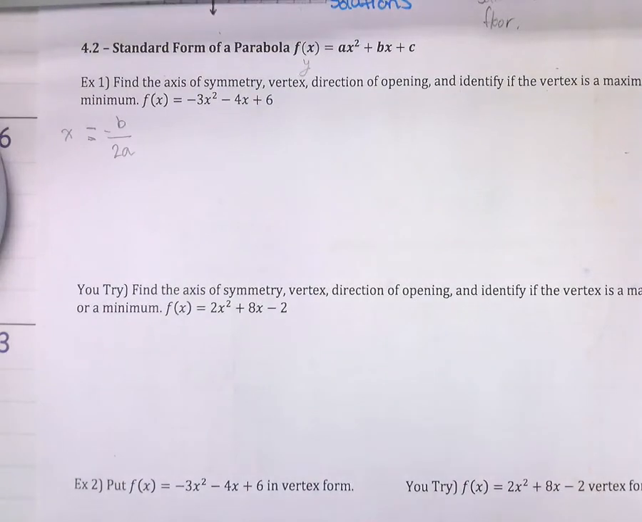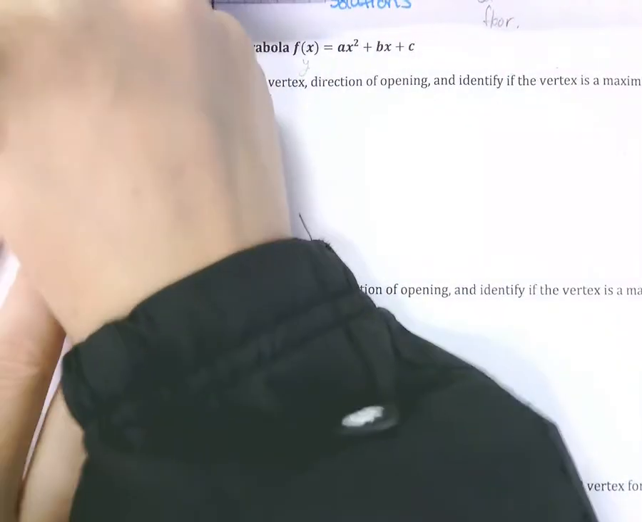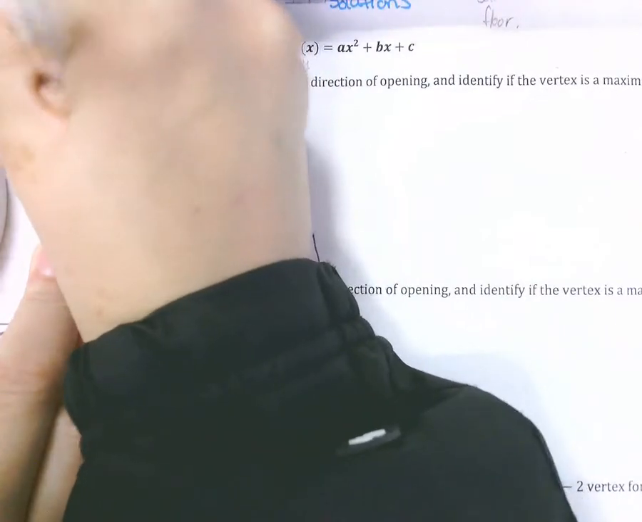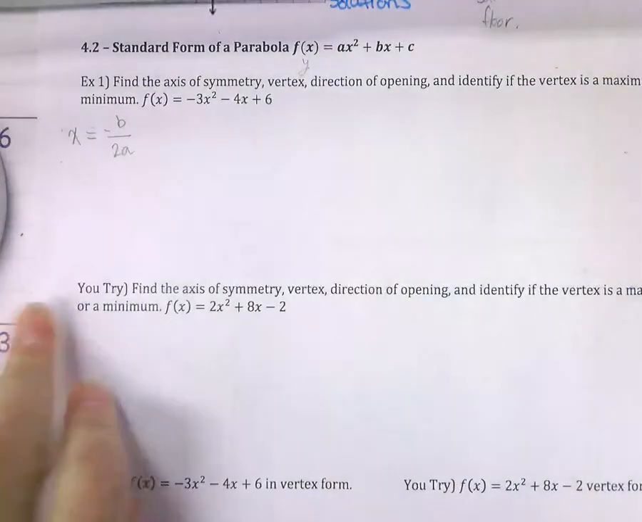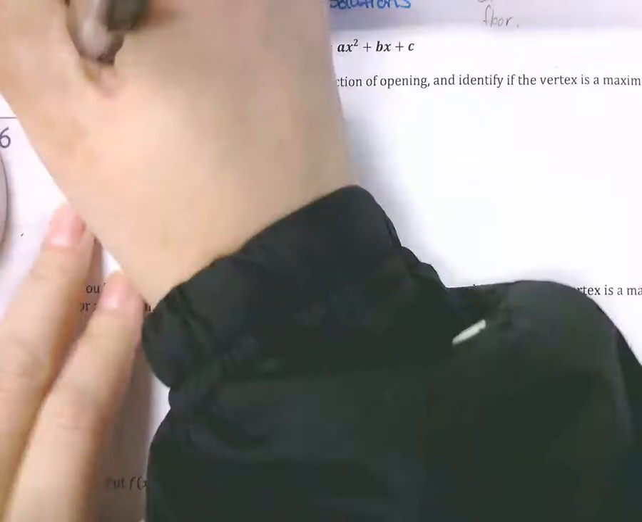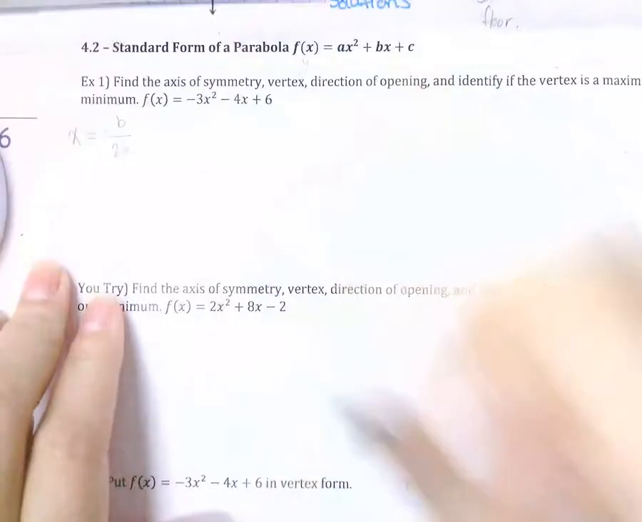Okay, I'm going to fix my little equal sign. It looks kind of weird. I don't like it this way. Sorry. So negative b over 2a. So that's going to find the x-coordinate of your vertex, which is also the axis of symmetry.